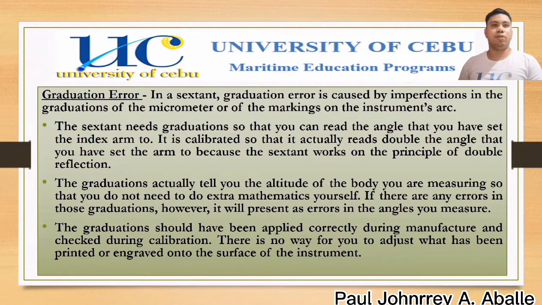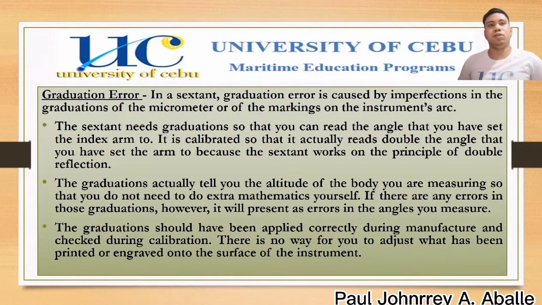Graduation error. In a sextant, graduation error is caused by imperfections in the graduation of the markings on the instrument arm. The sextant needs graduations so that you can read the angle that you have set the index arm to. They are calibrated so that they actually read double the angle that you have set the arm to, because the sextant works on the principle of doubling. The graduations actually tell you the altitude of the body.